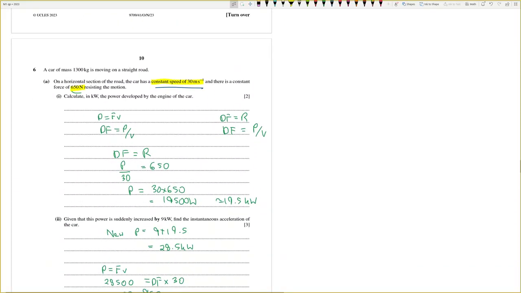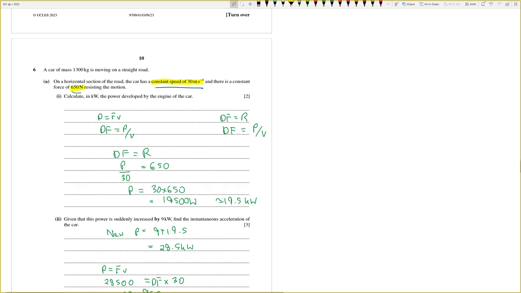So moving on to the last two questions, 6 and 7. A car of mass 1300 kg is moving on a straight road. On a horizontal section of the road, the car has a constant speed of 30 meters per second and there is a constant force of 650 newtons resisting the motion. Calculate in kilowatts the power developed by the engine of the car.